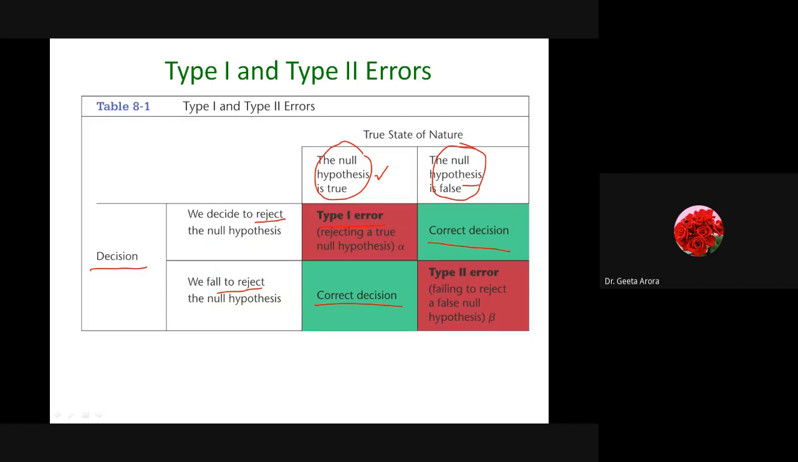But if it has to be false and we have accepted it, failed to reject means we have accepted it, then obviously you have made a mistake and this error will fall into the category of type 2 error. Correct? So it is represented by beta.